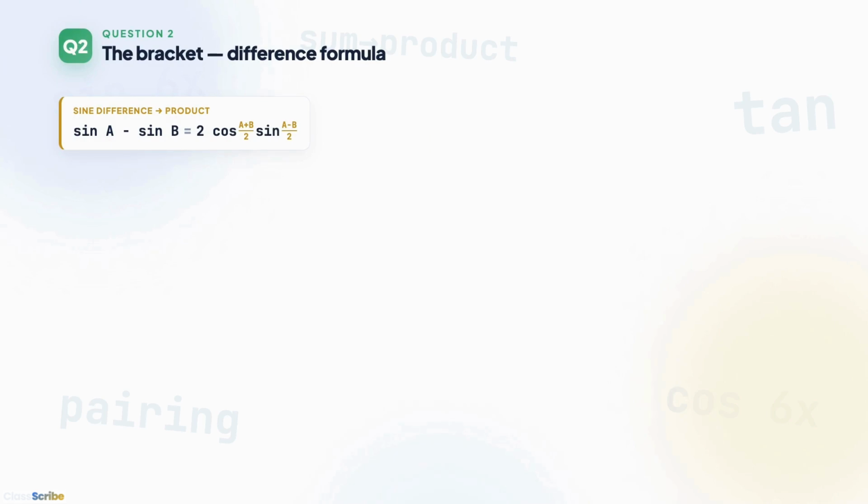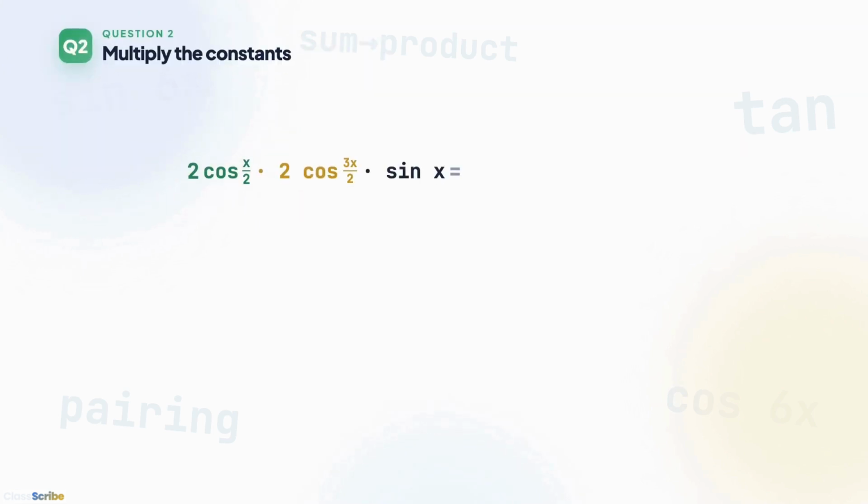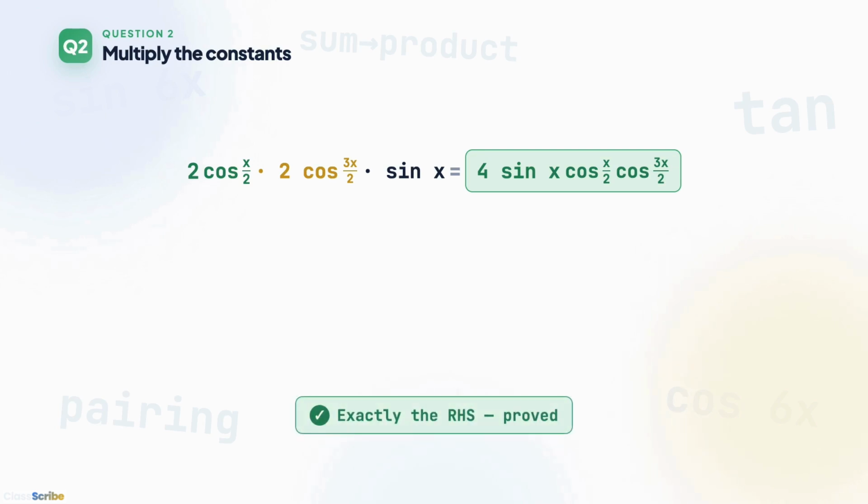Now focus only on the bracket. Apply the identity sine a minus sine b equals 2 cos (a plus b) by 2 sine (a minus b) by 2. Here a is 5x by 2 and b is x by 2. So the bracket becomes 2 cos (3x by 2) sine x. Substituting this back, we get 2 cos (x by 2) multiplied by 2 cos (3x by 2) multiplied by sine x. Finally, multiply the constants to get 4 sine x cos (x by 2) cos (3x by 2), which is exactly the required result, hence proved.